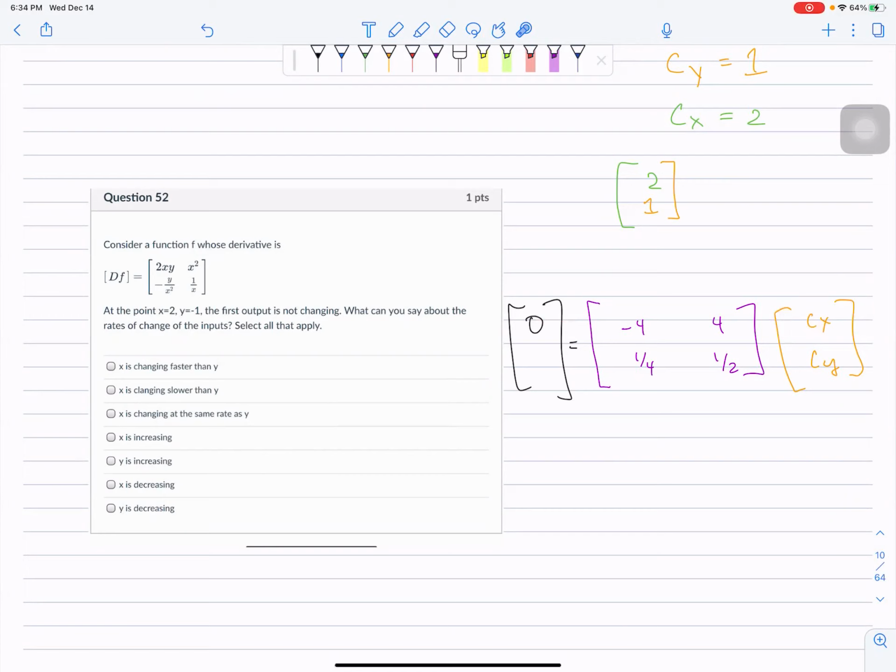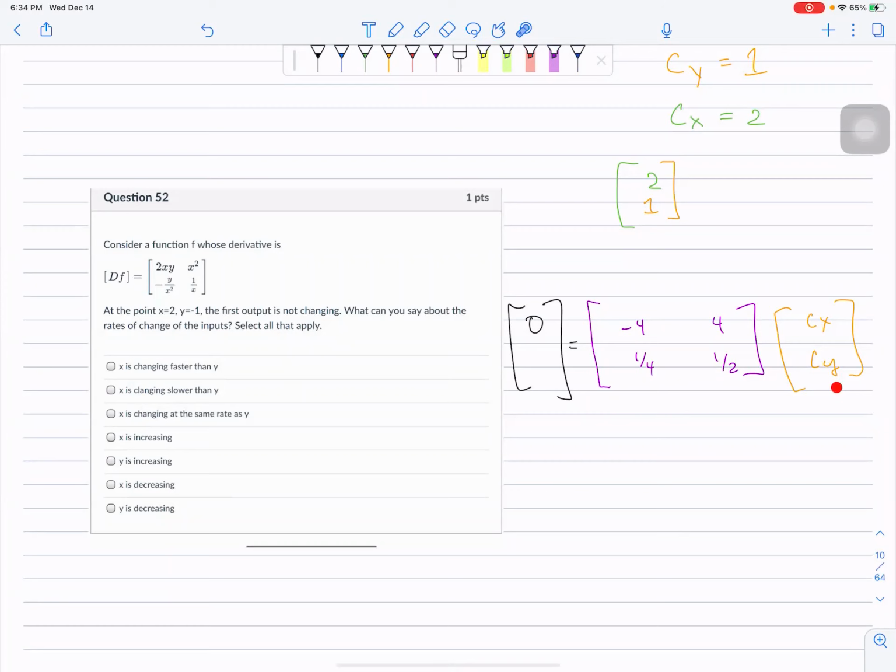Well, yeah. CX is gonna change a lot faster. Close, almost. Yeah, it's gonna end up being the same, but how do I figure that out?